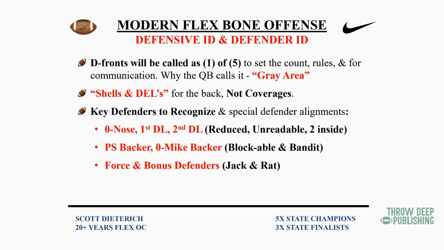And then there are some key defenders and defender alignments that we need to be aware of on a lot of our plays that can dictate where we run, what we run, how we run it, play packages, and the whole nine yards. We need to know if it's a zero nose, who the first and second down linemen are, not on every play, but on some of these things, who the play side backer is, if it's a zero Mike 4-3, who the force and bonus defenders are, and then special alignments that we'll touch on throughout the video series: reduced, unreadable, 2 inside for level 1 defensive linemen. For the backers, what's a blockable backer, what's a bandit, and a jack and a rat for force and bonus defenders.